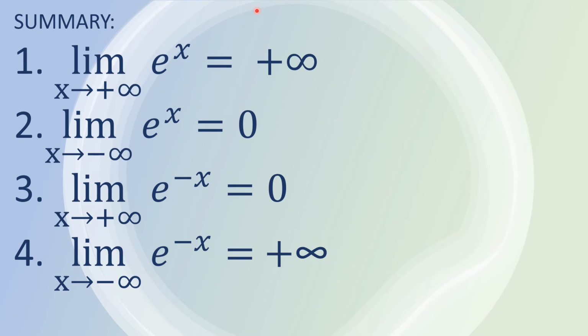Alright. So, here are the rules, class. I will no longer make a table so it's easier for you. If the limit of e to the power of x approaches positive infinity, the answer is positive infinity. If it approaches negative infinity, 0. Similar to earlier, if the exponent is negative and it approaches positive infinity, 0. If the exponent is negative and it approaches negative infinity, the answer is positive infinity. Okay, let's apply this one.